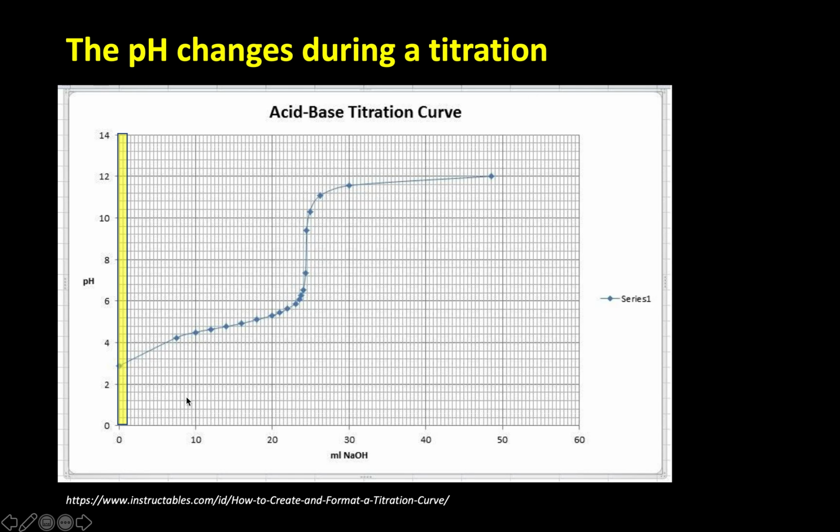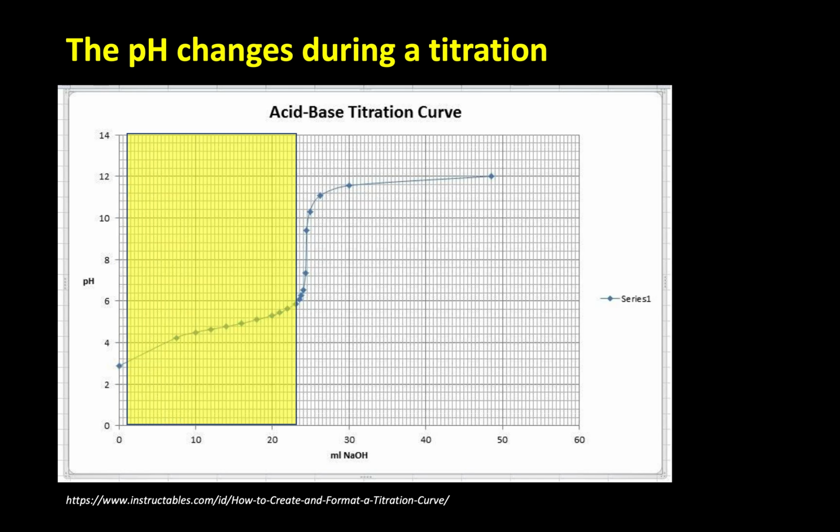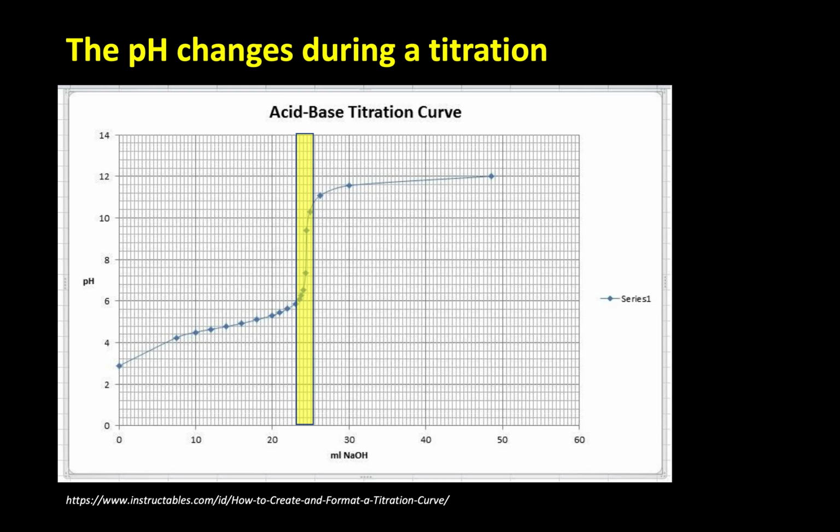It doesn't increase in a straight line, though. We have this interesting shaped curve. Okay, so after you add a little bit of the base, the pH goes up, and it reaches this point right in the center where the pH rises very rapidly. And that is because all of the acid, the hydrogen ions, are being neutralized by the OH ions. So the pH rises very rapidly at this point.